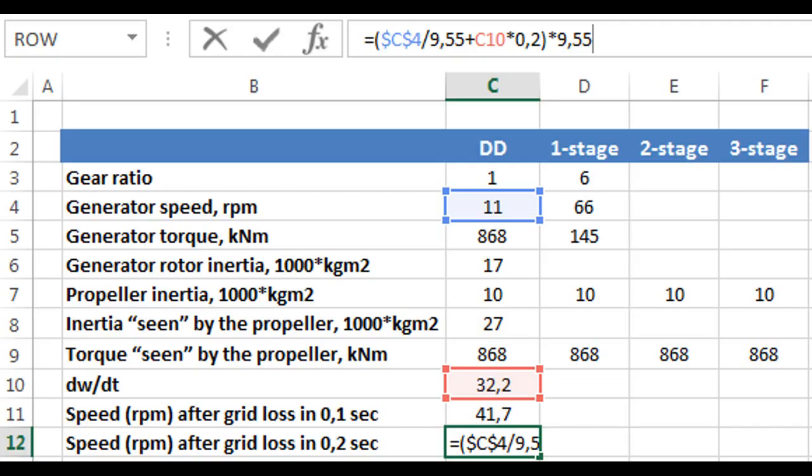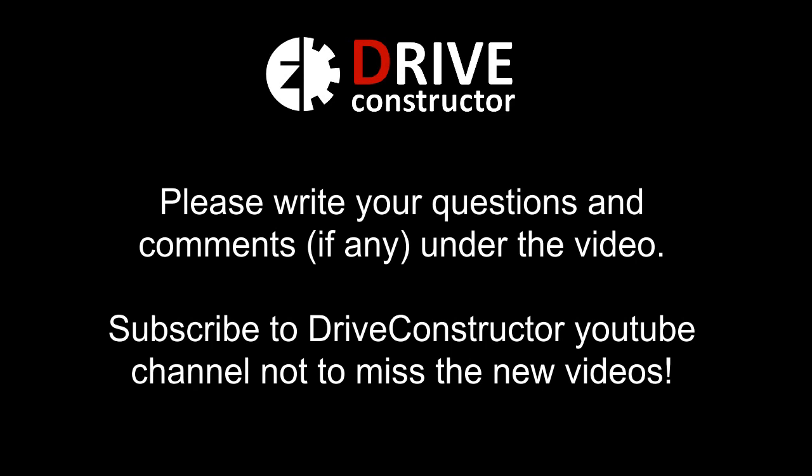And in cell C12 we see again the same expression for speed, but here the time is not 0.1 but 0.2 seconds. This is the second case when the brake is applied longer after the grid loss. So this is how you solve this exercise.